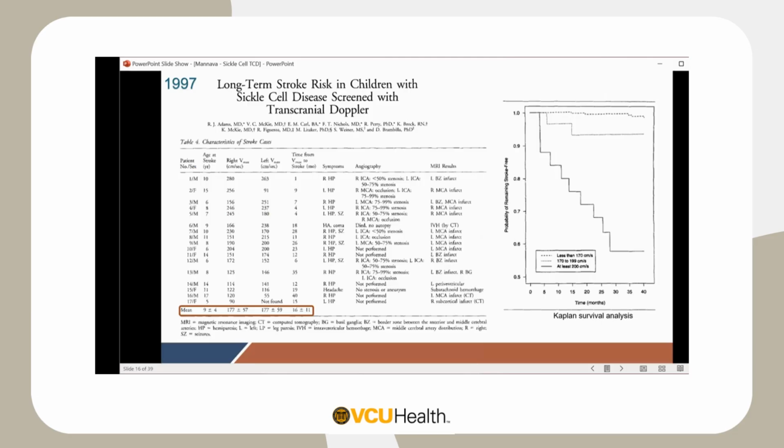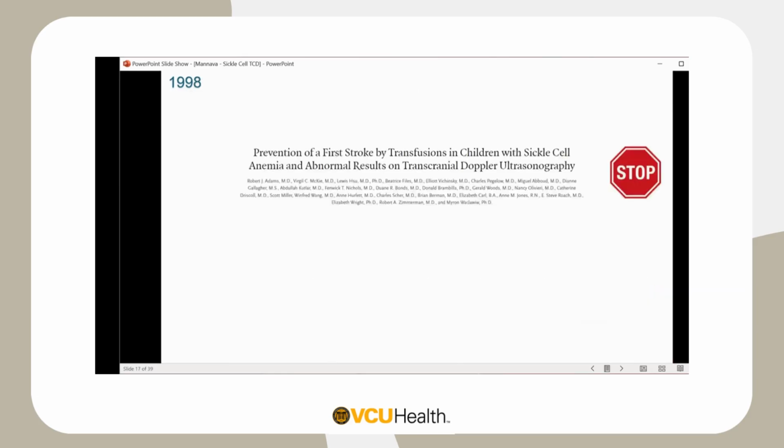Follow-up studies done by the same group that then developed the STOP trial looked at their cohort of patients with long-term stroke risk in sickle cell and TCDs, and they found very similar results to their initial trial findings. You can see highlighted at the bottom of the figure that 170 centimeters per second seemed to be the cutoff. And in the Kaplan-Meier survival analysis, that was protective if you were below 170, but above that, there was a dramatic decrease in the probability of remaining stroke free, and if you were over 200, even worse.